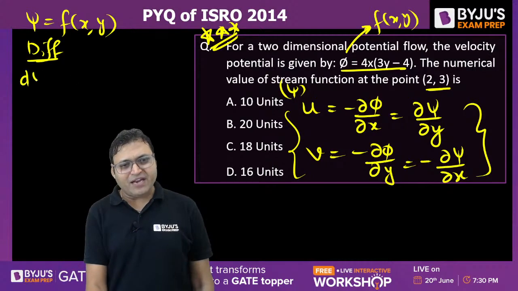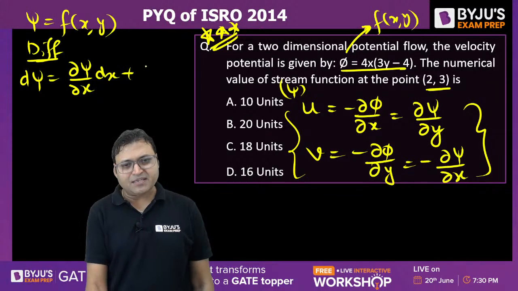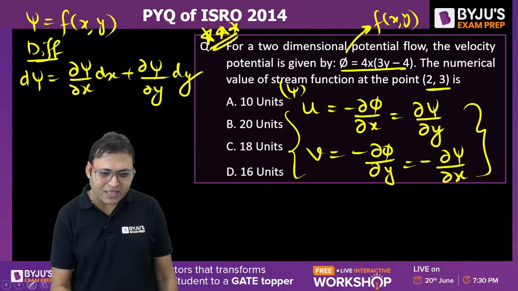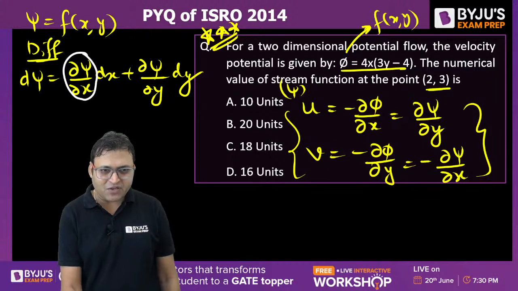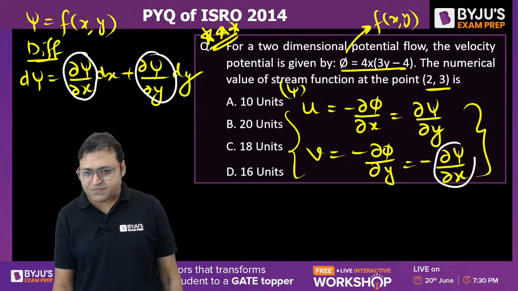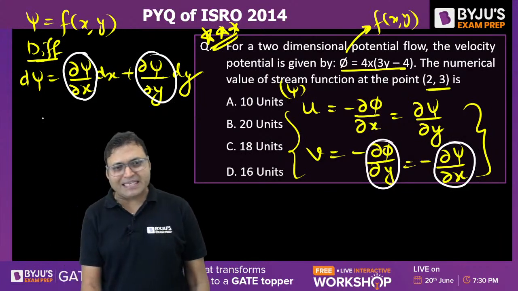If we differentiate this, can we write d psi is equal to del psi by del x into dx plus del psi by del y into dy? Do you agree? Now, can you put the value of del psi by del x and del psi by del y in terms of phi, because we know phi. What is del psi by del x? It is equal to del phi by del y, isn't it?